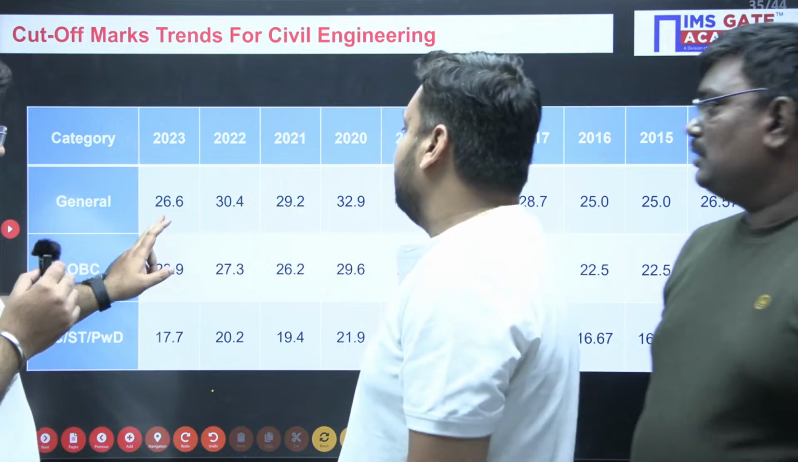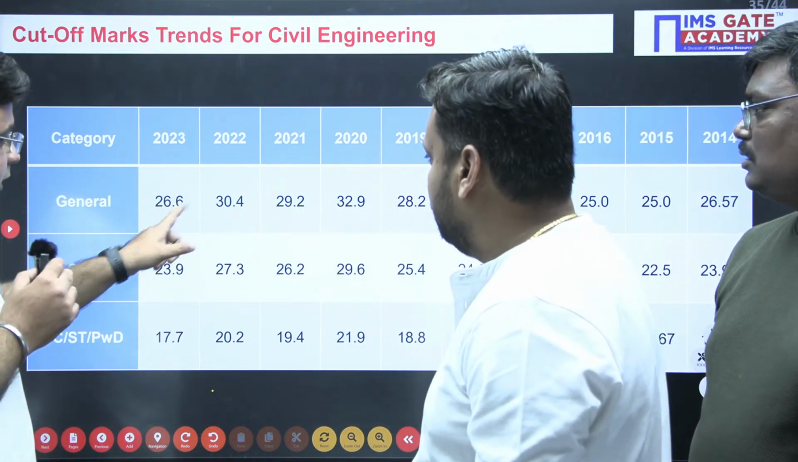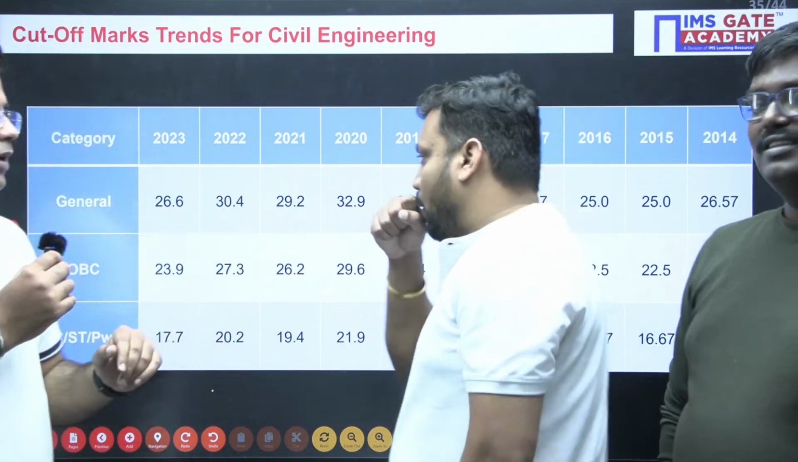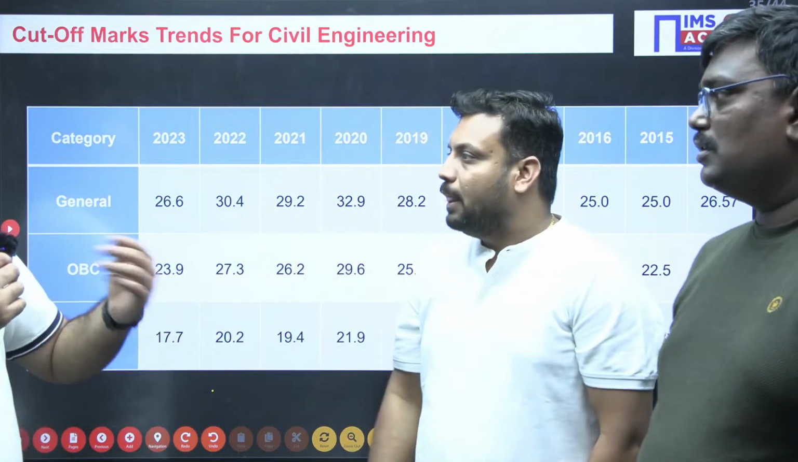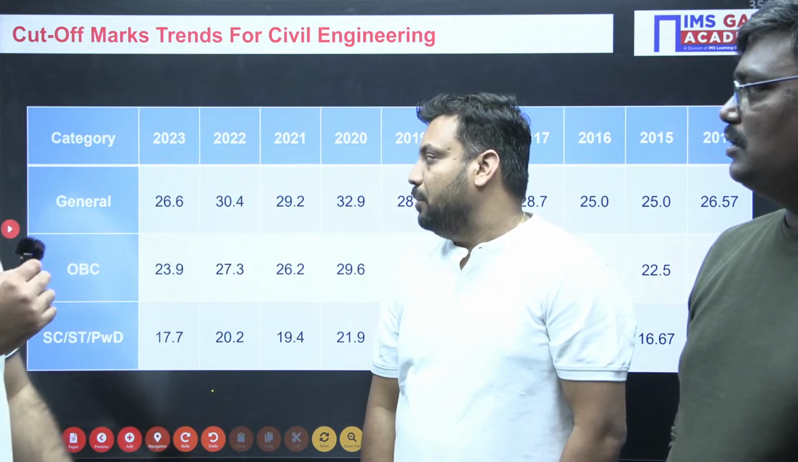Yeah, it is recent. This was last year. The paper was again moderate. So this happens because of this normalization effect. For some years, the normalization is like 3-4 marks or even more than that. In that case, the cutoff boosts up like anything.